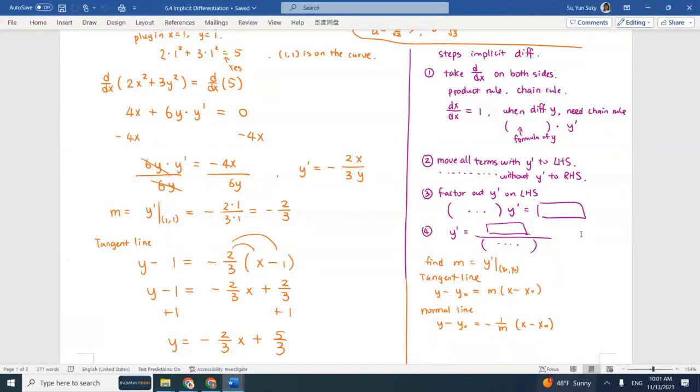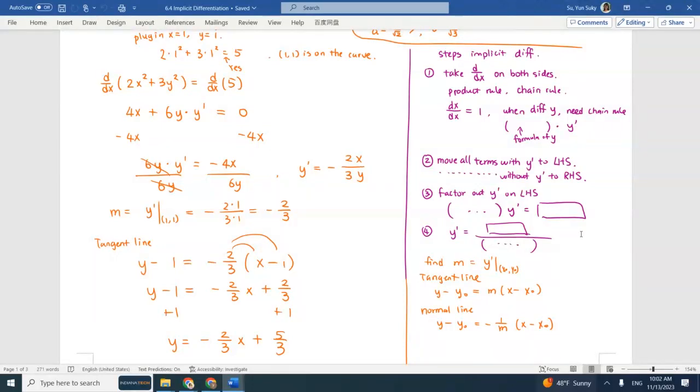And then, so you can see some terms have y prime, some terms do not have y prime. So you move all the terms with y prime to the left-hand side. And all the terms without y prime move to the right-hand side. So on your left-hand side, your y prime is a common factor, right? So factor that out, and then your y prime is your right-hand side divided by this left-hand side factor.